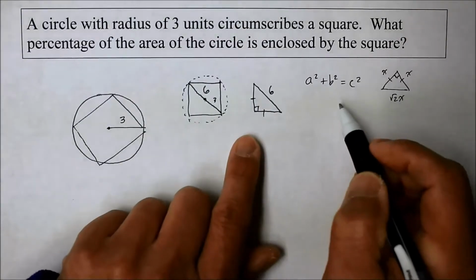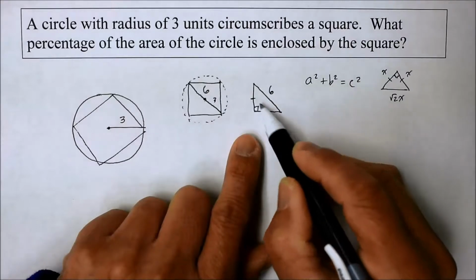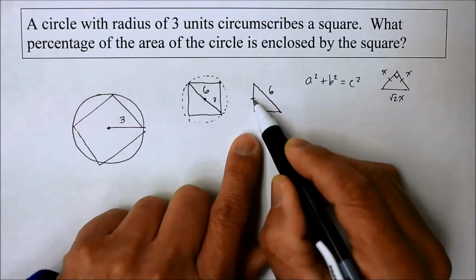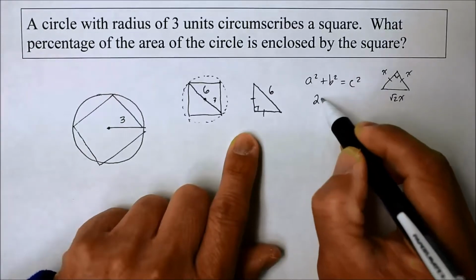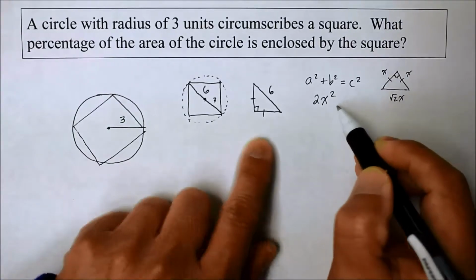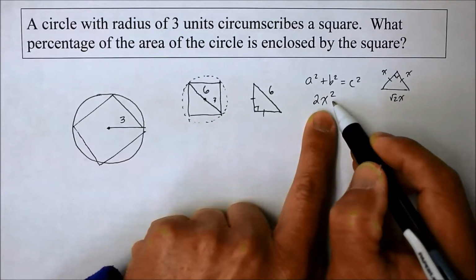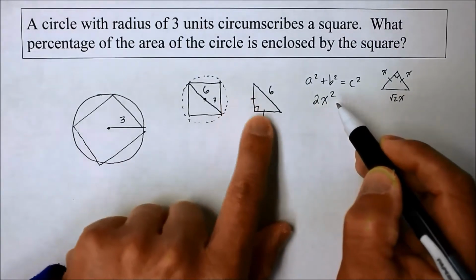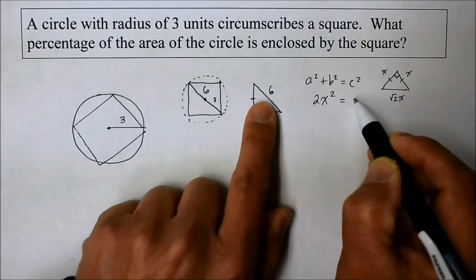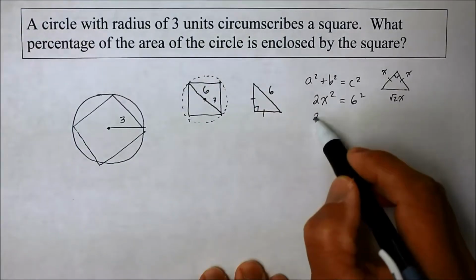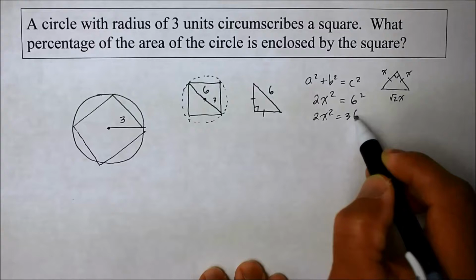So for the Pythagorean theorem, since these two sides are congruent, we're going to square it and double it. So we're going to just call this 2x squared. It's like saying take the square of a side, but we're going to double it because these two sides are congruent. And we're going to let that equal 6 squared. So that's 2x squared is equal to 36.